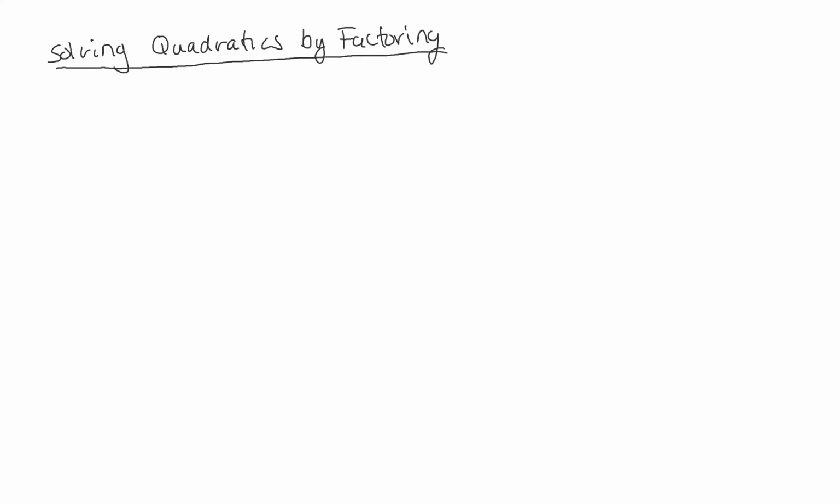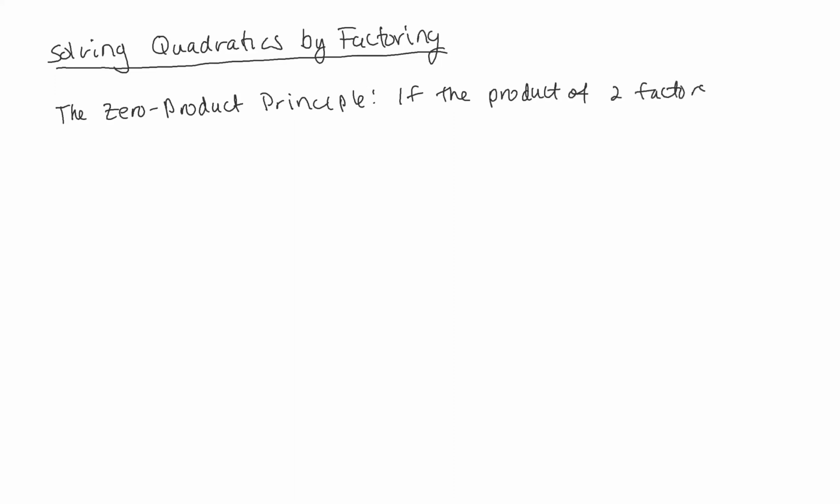There is a property or a principle that we need to use, okay? So there's something called the zero product principle. Your book calls it a principle, and other books I've used call it a property. So if I accidentally say the zero product property, just know it's the same thing, okay? So we have the zero product principle, and it just states that if the product of 2 factors is 0, then one or both of the factors must be 0.